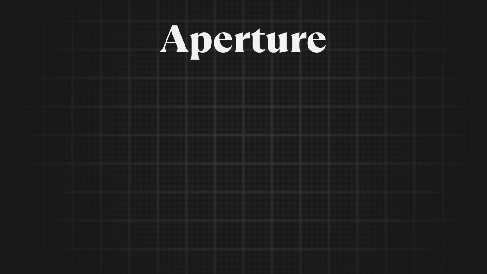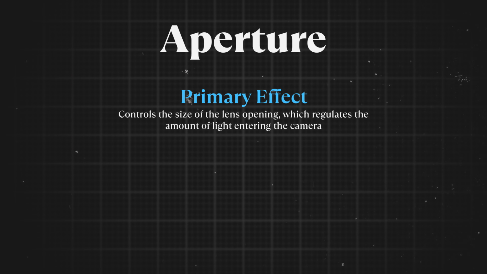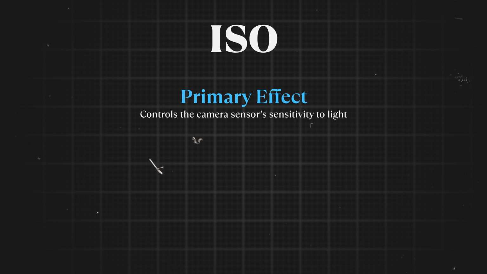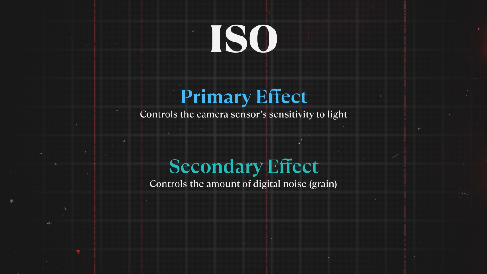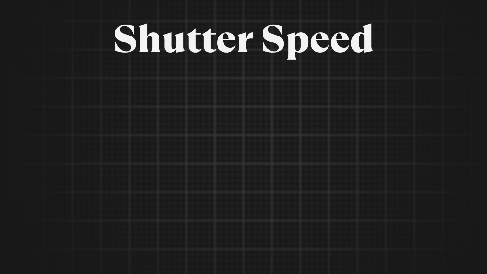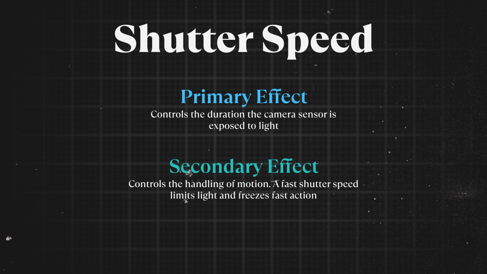If you change the aperture, not only will it affect your exposure, but it'll also affect your depth of field. If you change your ISO, not only will it affect your exposure, but it'll also affect how much grain is in your image. And shutter speed is exactly the same. Shutter speed controls your exposure, but it also controls motion blur. The slower the shutter speed, the more motion blur you'll be adding into your photo, and the higher the shutter speed, the less motion blur.